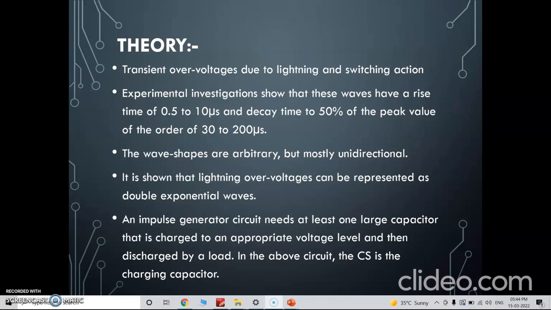It is shown that the lightning overvoltage can be represented as a double exponential wave in the impulse voltage generator. Moving forward, the impulse voltage generator circuit needs at least one large capacitor that is charged to an appropriate voltage level and then discharged through a load. For reference, in the above circuit, CS is the charging capacitor. Now moving forward to the next slide.